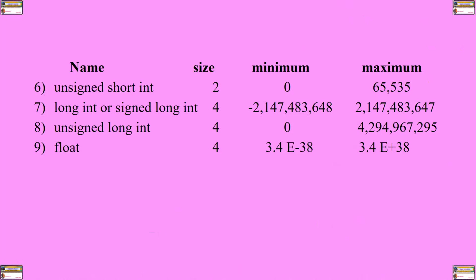And those decimal points will span from 3.4 raised to power negative 38 to 3.4 raised to power positive 38. The next data type is double. Double is allowing maximum of 8. It has a size of 8 bytes. This is very big, 8 bytes. And the minimum value it can accommodate is 1.7 raised to power negative 380.